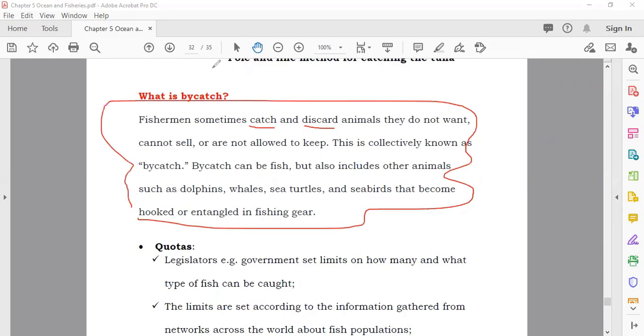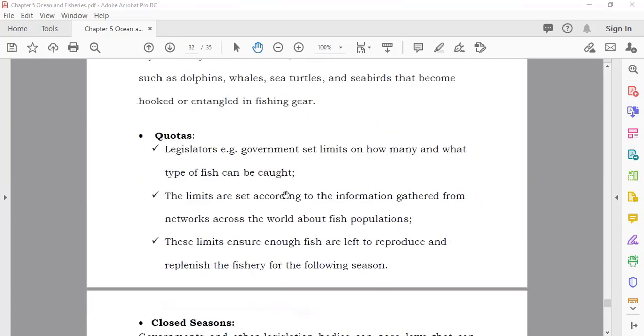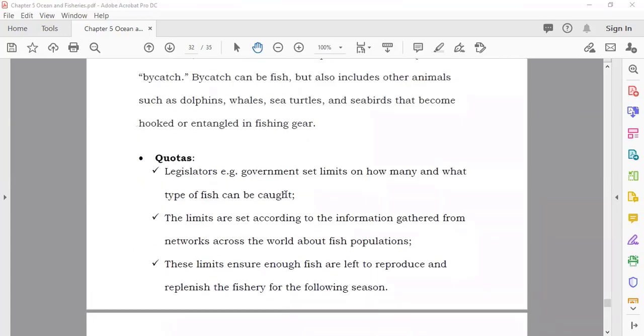So all this, what we are doing, we are introducing different methods by which you can stop overfishing, or different methods by which you can reduce the exploitation of fisheries. After that, they're saying the quotas. Quota means special permissions.